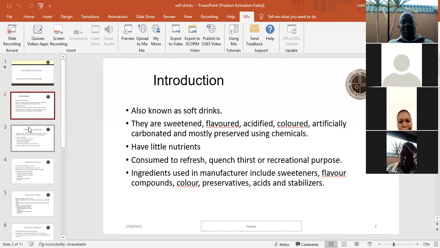You have a number of ingredients that are used in the manufacture, and some of those ingredients have been listed, as you see. You have the sweeteners, the flavoring compounds, the colors, the preservatives, acid, and stabilizers. Now, just before we go to our next slide, can somebody tell me what would be the function of any of those ingredients? For example, a sweetener, a flavor compound, color. Maybe Lydia?